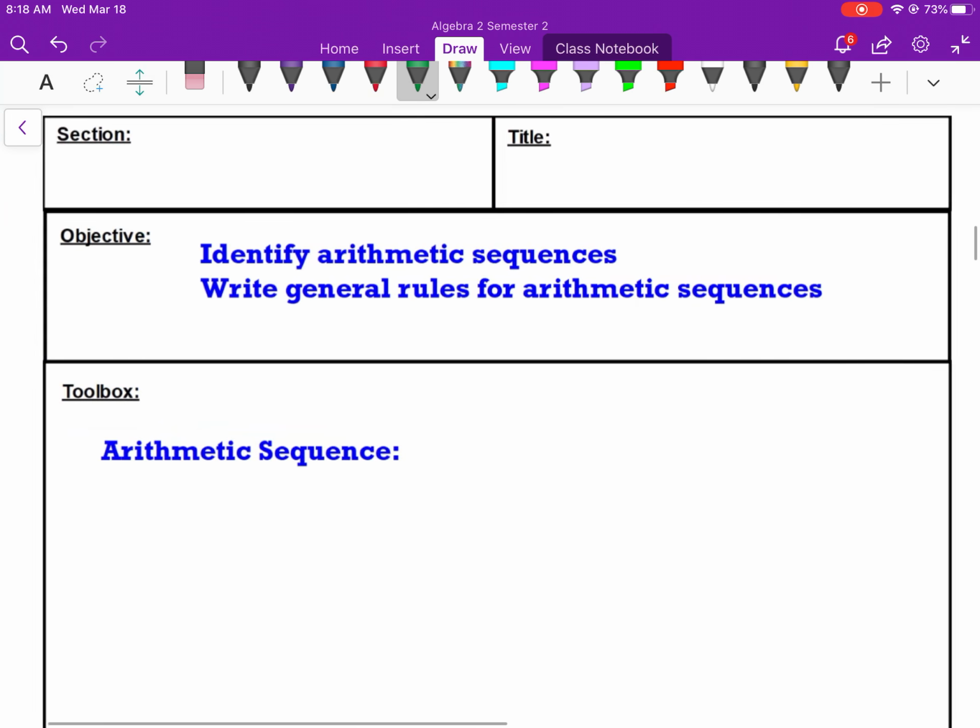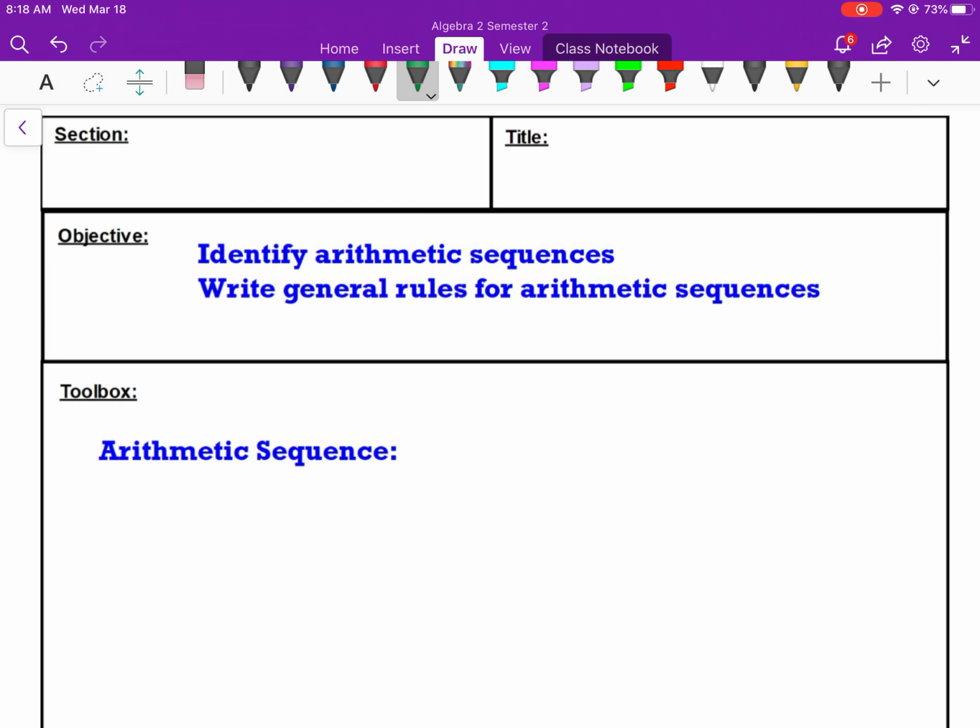So today, we're going to strictly deal with arithmetic sequences, identifying them, and then writing general rules, given different information. I could give you the sequence and say write the general rule. I could possibly give you the common difference and a specific term in the sequence and have you find the general formula there. There are many different ways I can give you information and then have you find the general rule.